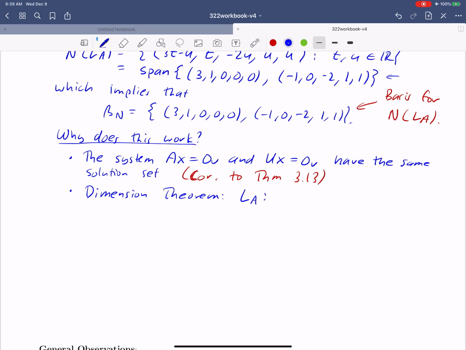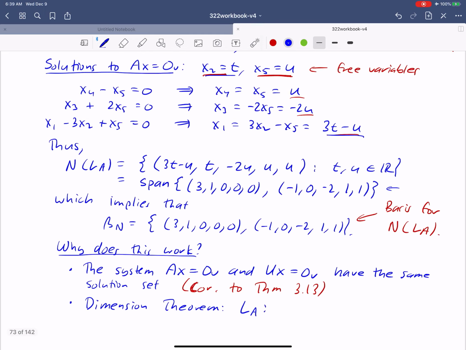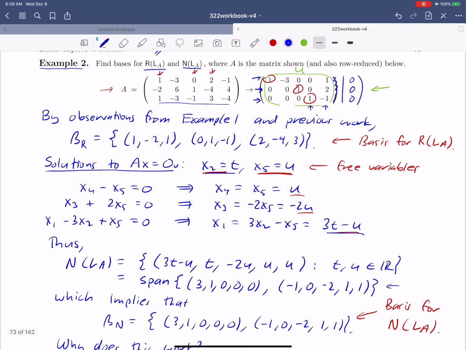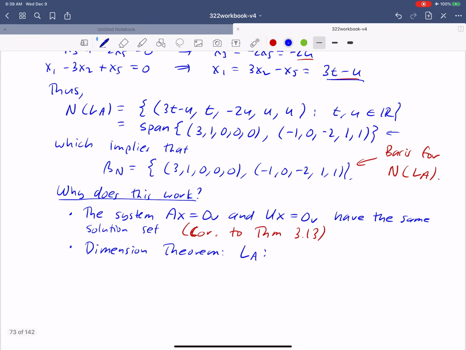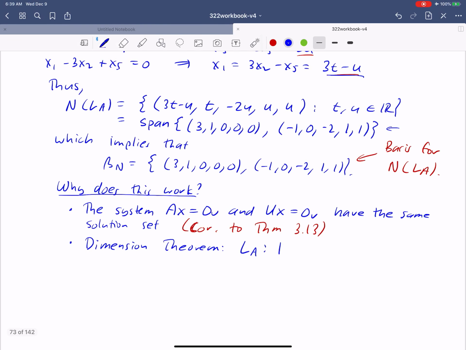Left multiplication by A, if you look at the size of our matrix, it's a 3 by 5 matrix. So you would need to plug in a vector that looks like a 5-tuple, because 5 matches the number of columns in our matrix. And what's going to come out is a vector in R3, since 3 is the number of rows in our matrix. What does the dimension theorem say about that mapping?